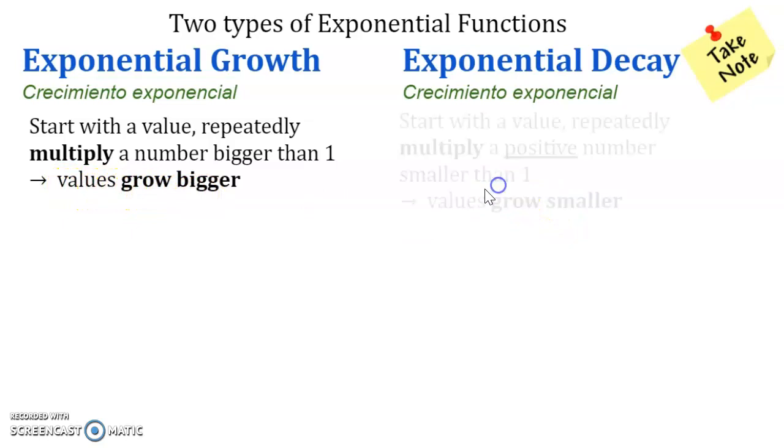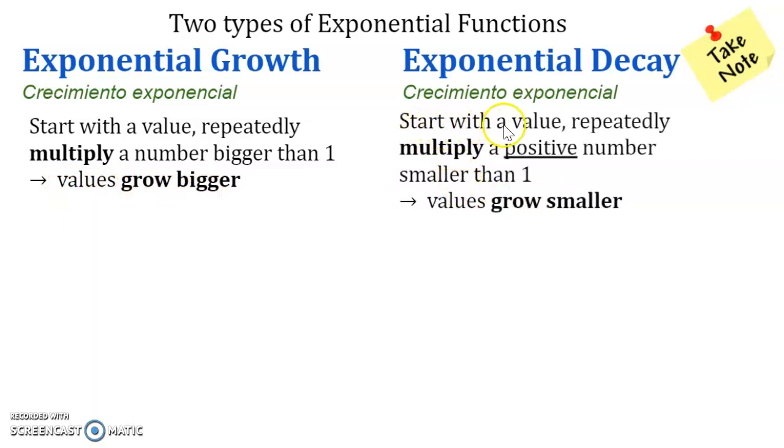As opposed to exponential decay, where you start with some number again, but this time you're repeatedly multiplying by a positive number but smaller than 1. So we're really talking about a number greater than 0 but less than 1. And in that case, the values are going to grow smaller.